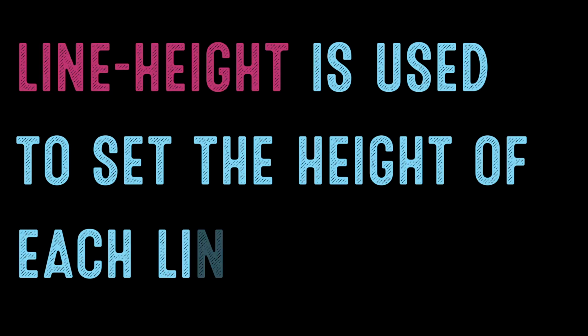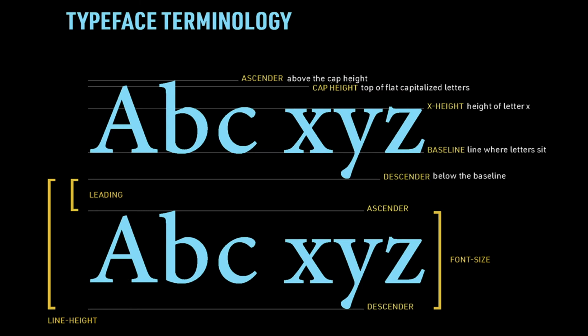The Daily Code Snippet. Line height is used to set the height of each line of text. To understand line height, let's review this illustration of typeface terminology. The baseline is where the letters sit. The cap height is the distance between the baseline to the top of flat capitalized letters.